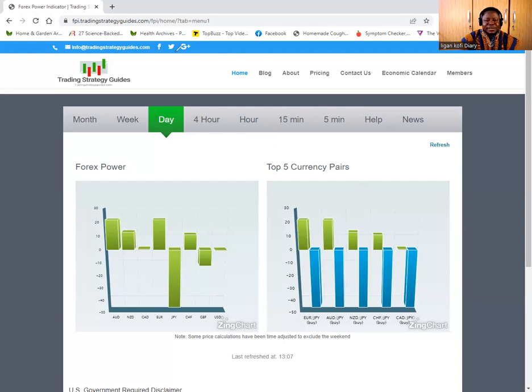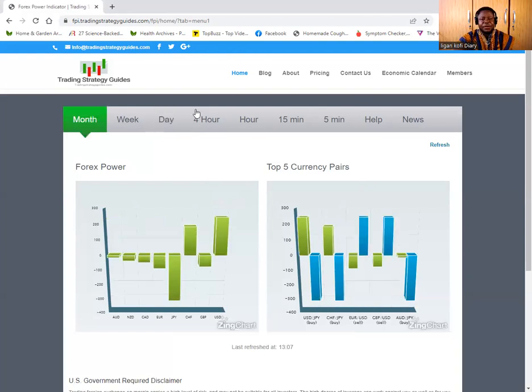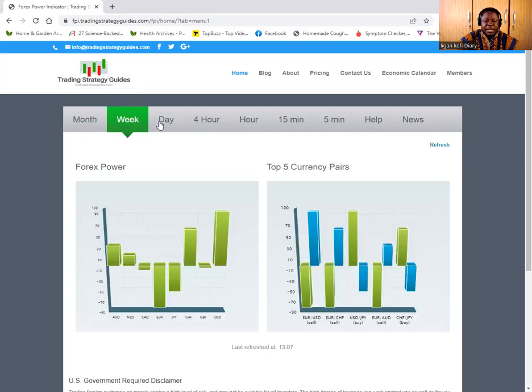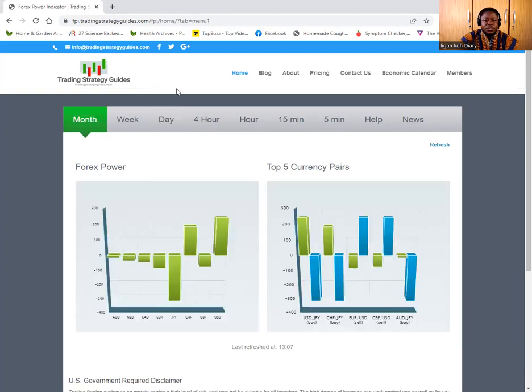Those of us who have watched the part 51 video in the playlist already know how to analyze this tool. If you haven't watched that video, you can go to the playlist, part 51 video. It talks about this tool here, and then you'll be familiar with how we analyze it. So we go to the monthly time frame, and we look at the weaker currencies and then the stronger currencies. Then we'll come to the weekly and do the same on daily. So we are on the monthly.